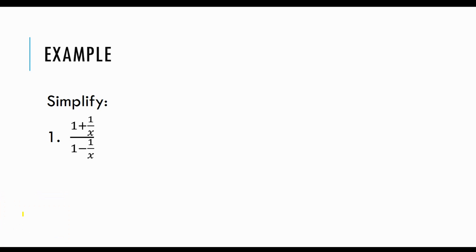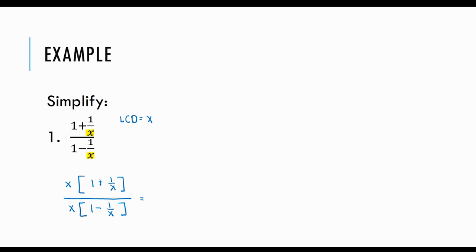So we have to look at the denominators. I see that in the top, there's only one denominator. In the bottom, there's only one denominator. The nice thing about this is they're the same denominator. So that means the LCD is just x. So everything on the top is going to get multiplied by x. So x is going to get multiplied by 1 plus 1 over x. And in the denominator, same thing. The x is going to get multiplied by 1 minus 1 over x.